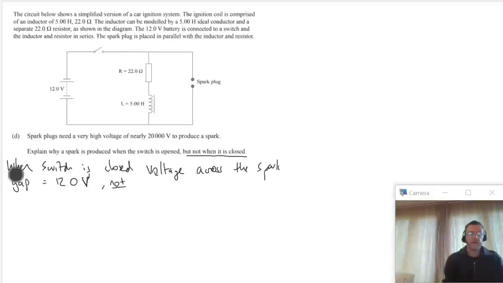Not enough to spark, okay? If you need 20,000 volts to spark, then 12 volts is not enough. And Kirchhoff's law will tell you that, because when you close this, one loop of the circuit is here, another possible loop is here, another possible loop is here. What that tells us is that this voltage from here to here is the same as this voltage from here to here and from here to here, which is 12 volts.